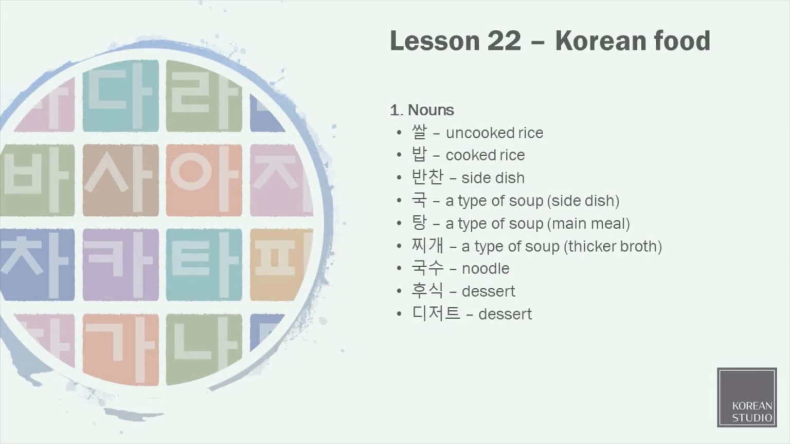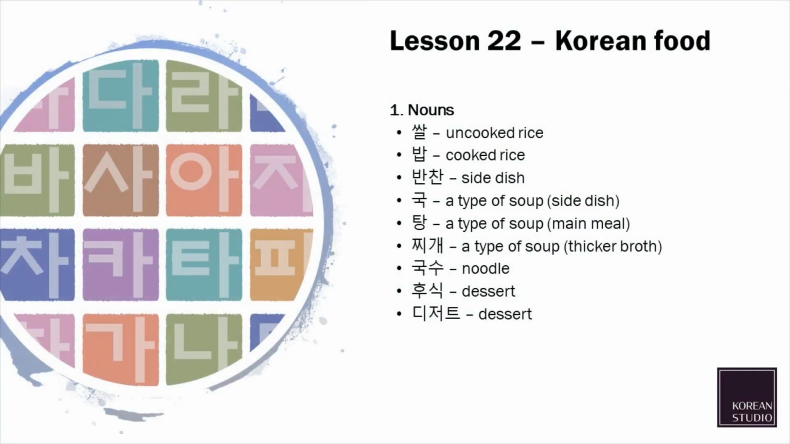Okay, so that's the end of this lesson on vocabulary related to Korean food. First, we learned that uncooked rice is called 쌀 and cooked rice is called 밥. Side dishes are called 반찬, which are shared with other diners. And two types of soup-based dish are called 국 and 탕. And in general, 국 is more of a side dish and 탕 is more of a main meal. 찌개 is another soup-based dish, but with thicker broth and with more ingredients. 국수 means noodles, and dessert in Korean is 후식, though it's also sometimes called 디저트.